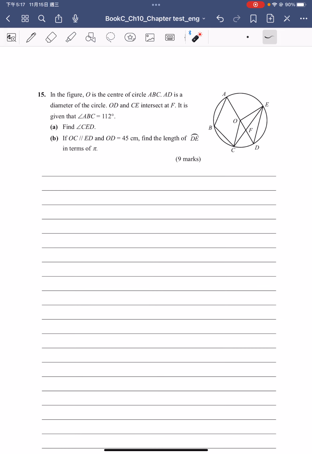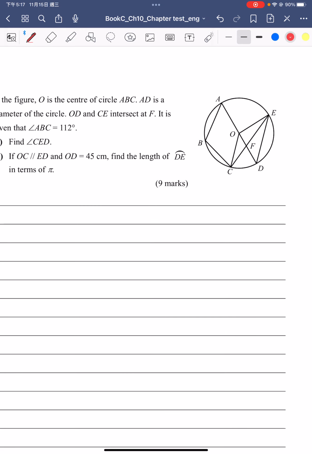So in the figure, O is the center, and then we have AD is the diameter. AD is diameter, which means what? Which means we can find some 90 degrees, right? So we try to remember that. We can try to find out 90 degrees. And we have the OD and CE is actually intersect at this F. And then it's given that the ABC, this one is equal to 112.